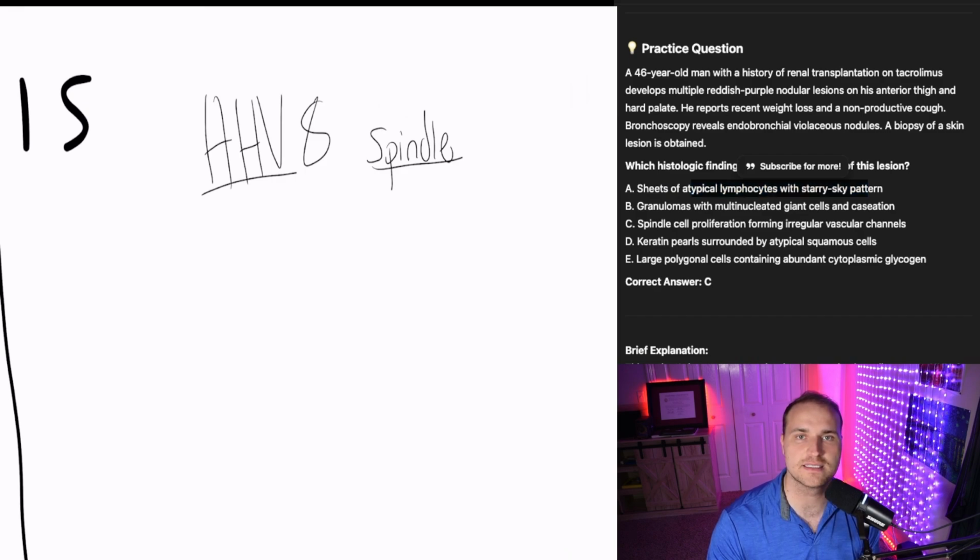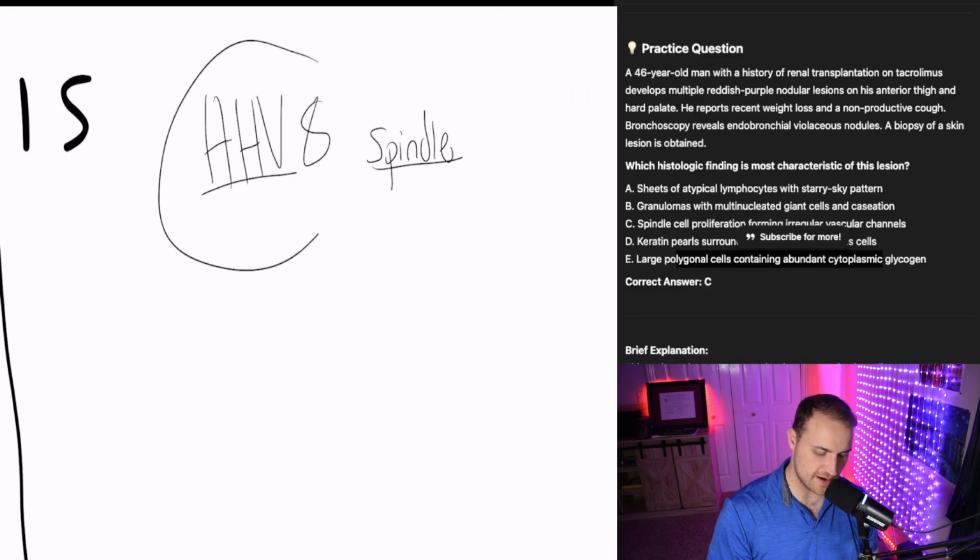Starry sky, Burkitt's. Granulomas with giant cells, that's the hallmark of tuberculosis, not neoplastic at all. Keratin pearls, that's squamous cell carcinoma histology, not spindle. Polygonal cells with abundant cytoplasmic glycogen, that would be your clear cell carcinoma, like renal, for instance. It's not going to be HHV8 driven.